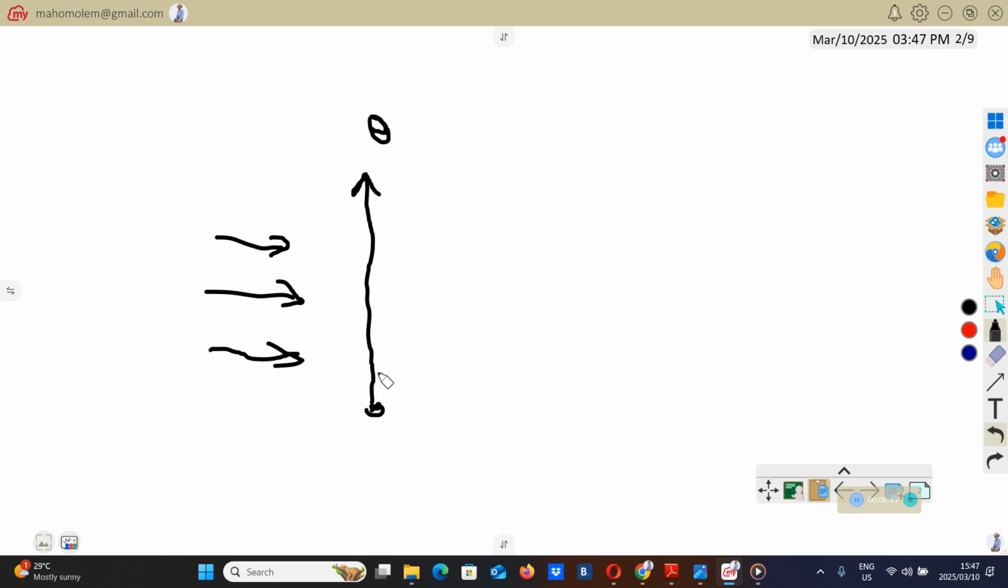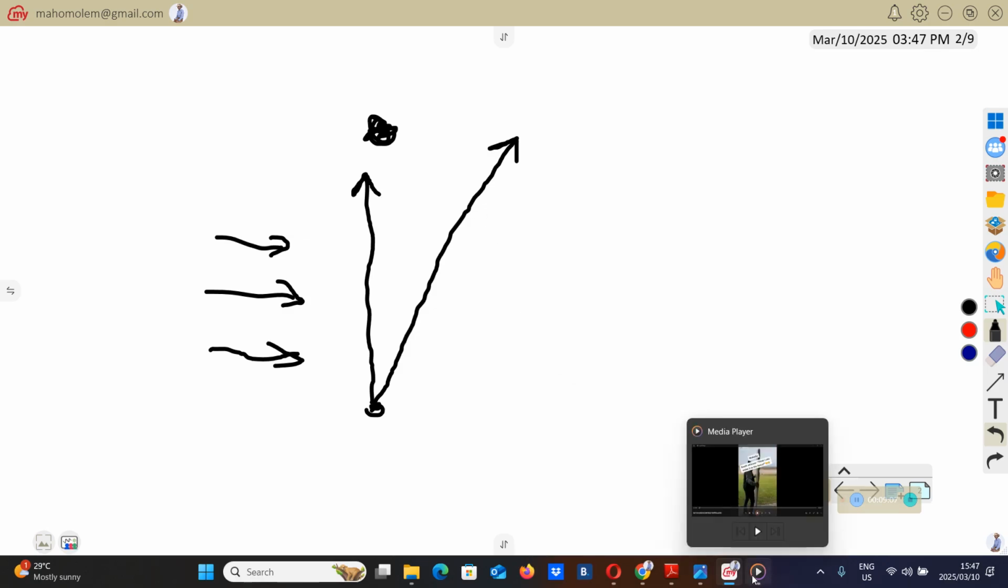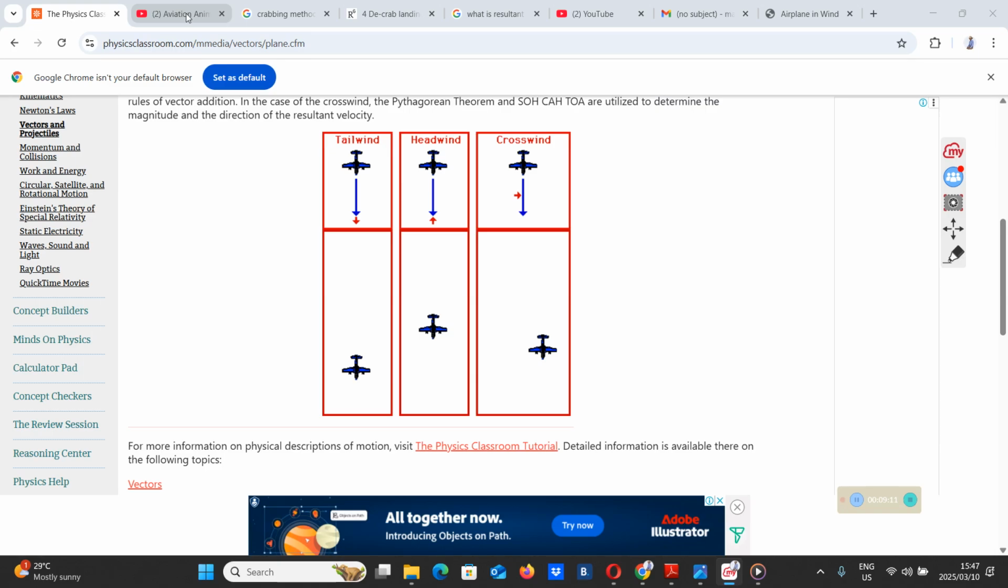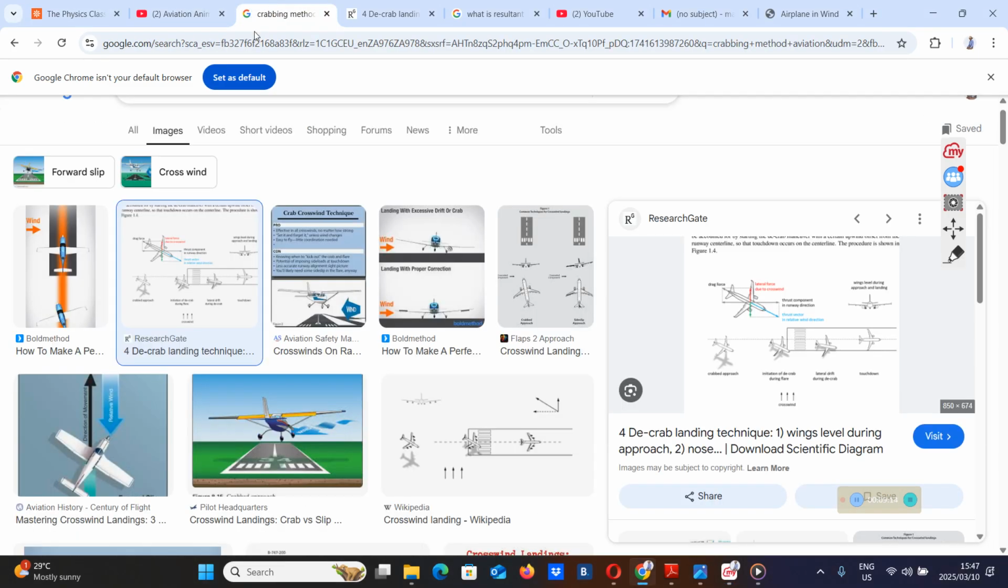So instead of moving in that direction, this wind is going to change your direction, and then instead of going vertically up, you will end up going like this. And when you go like this, you won't reach this destination of yours. Now, in order for you to reach this destination, you will have to apply this technique called the creeping technique.